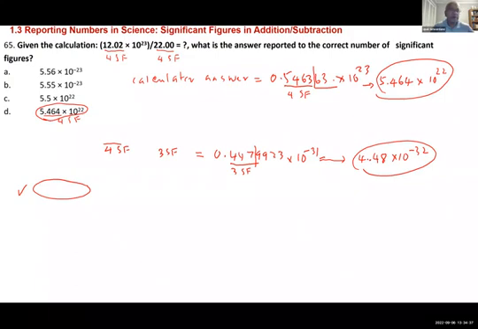Question 65 is about multiplication and division. Multiplication and division follow the significant figures. 22.02 times 10 to the 23 divided by 22. These numbers have 4 significant digits. Therefore, the answer should be rounded off to 4 significant digits.